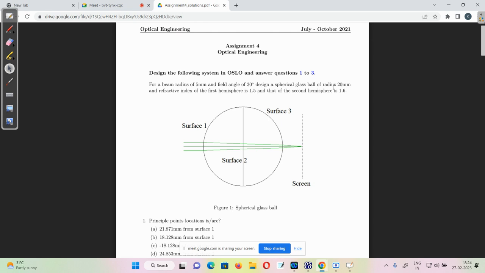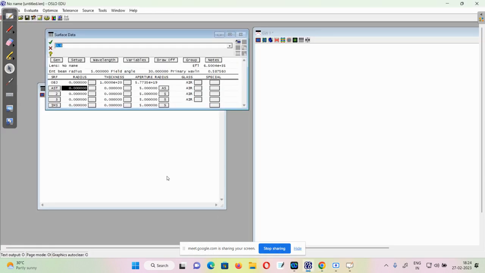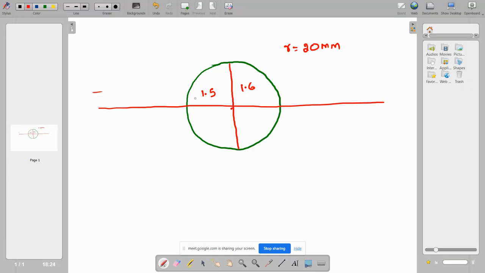Ball of radius is 20 millimeter. So radius of curvature is 20 millimeter. So I am giving radius is 20 millimeter. And thickness. Now we will see how much is my thickness of my first surface. There is radius is 20 millimeter. So this radius of curvature is 20 millimeter. So what should be my thickness of my first surface? This will be the thickness of my first surface. So it should be how much?